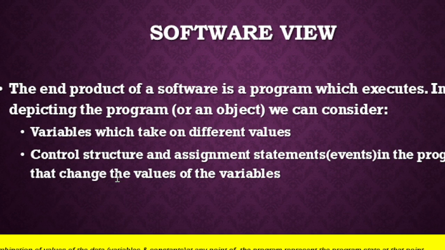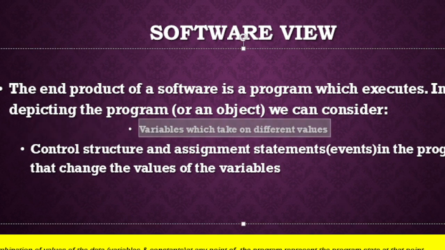The software view is very important for us because we are talking about object-oriented software development. So our focus basically is on the software side. In the software view, the end product of a software is a program which executes. It means we're talking about an application, program, or code which runs. In depicting the program, we can consider, number one, variables.